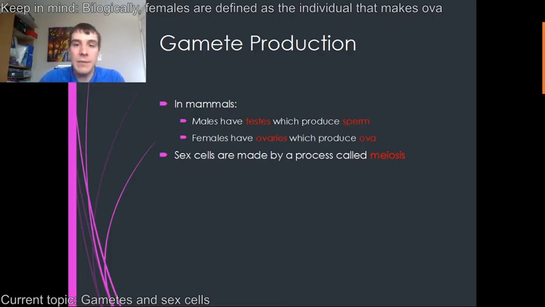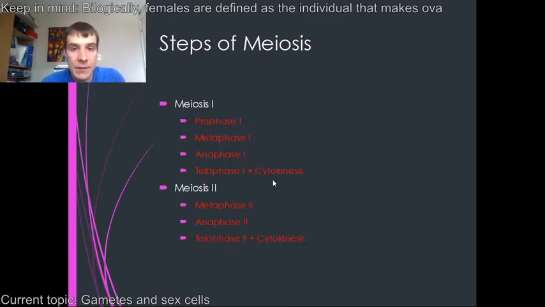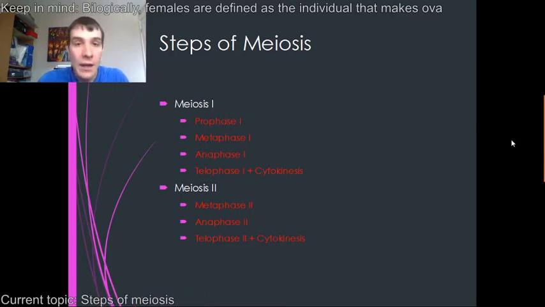The sex cells are made by this meiosis process, which is what we saw the video on and what we're going to go over. We have about 10 minutes left, so let's jump right into it. Here are the steps of meiosis. Current topic is the steps of meiosis.